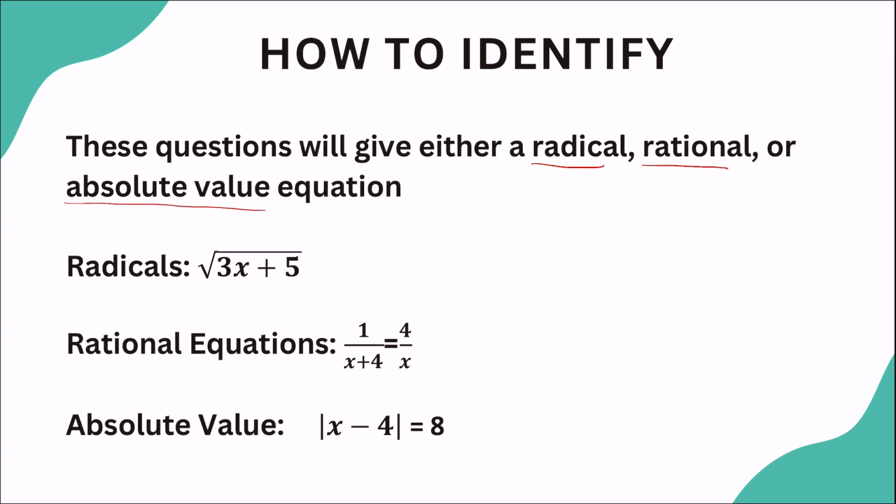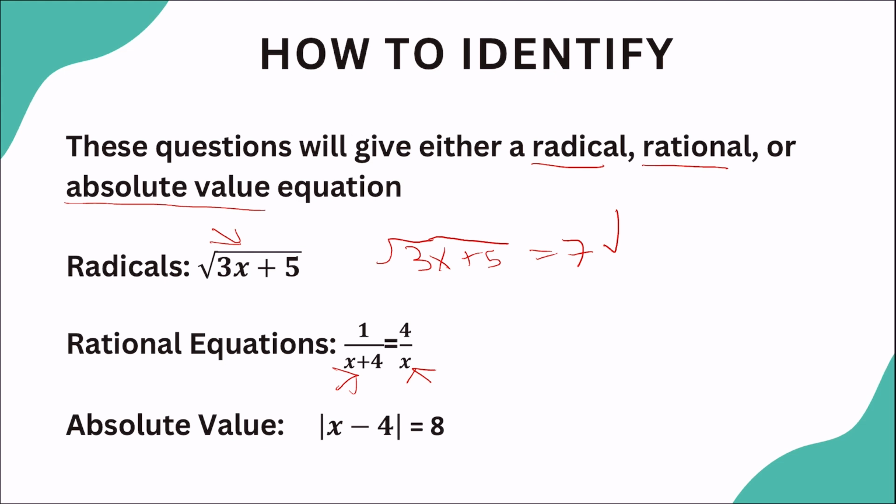Now, radicals are going to be identified because they're going to have the square root, and they could look something like root 3x plus 5 equals 7. So that would be a radical equation. Rational equations are just going to be equations where we find x's in the denominator or other variables in the denominator of our equation. And so this one we can see we have those, and so that is going to be a rational equation. And then lastly, we have absolute value equations.